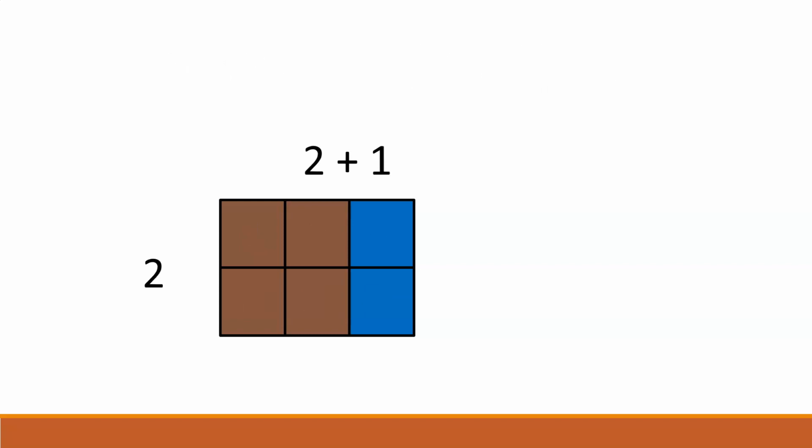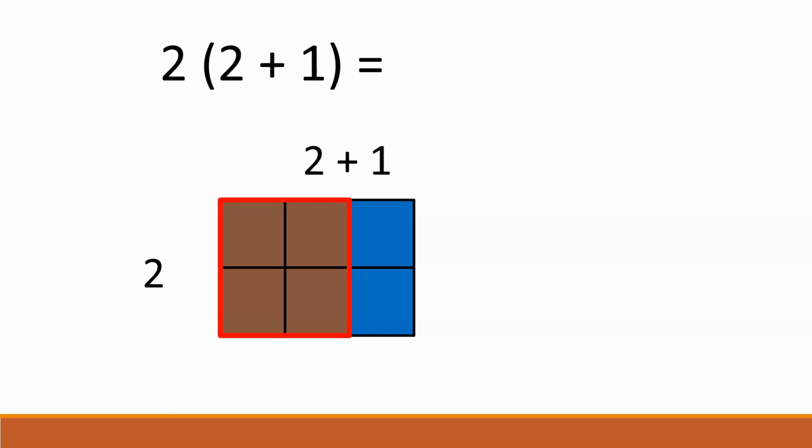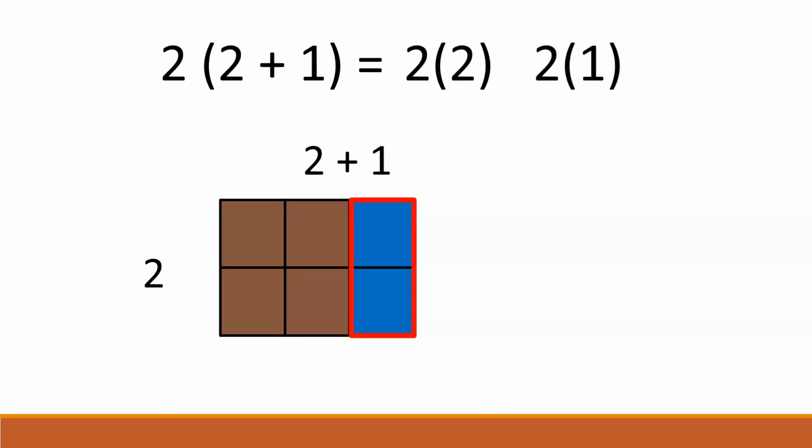Now let's look at this model again. Let's see where the brown part of the model and the blue part of the model fit into the expression we've just written. The brown part is 2 rows that each have 2 brown blocks. The blue part is 2 rows that each have 1 blue block. So what we have are 2 groups of 2 plus 2 groups of 1 to get our 6 blocks.